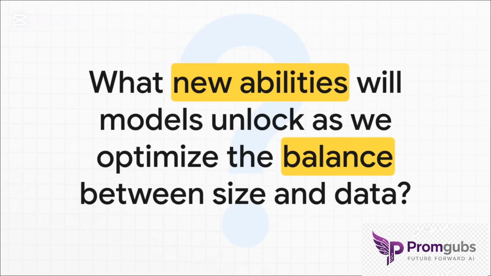Which leaves us with this final thought. We've gone from a simple next word predictor to an architecture that can actually understand context, and now to a set of scientific laws that tell us the best way to build them. So as we get even better at finding that perfect balance between the model and its data, what new emergent abilities are just waiting to be unlocked?